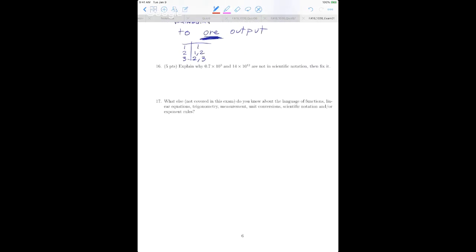Okay. So explain why these are not in scientific notation. Well, I think we even had this on our crib sheet, right? For scientific notation, it's got to be N times 10 to the little n, right? And this big N has to be greater than or equal to 1, and strictly less than 10. And little n, anything at all.